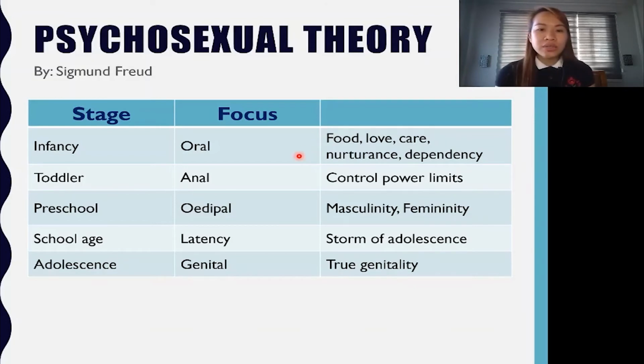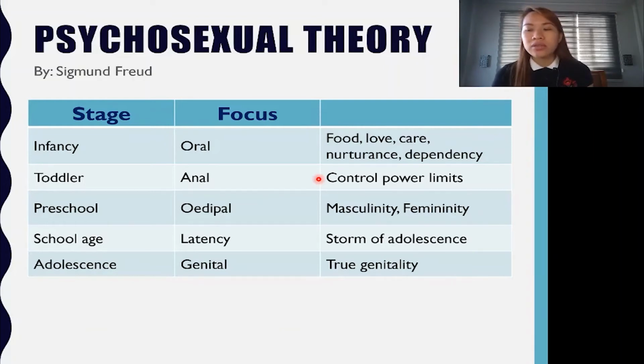Okay? Toddlerhood, the focus is anal. Ito naman, it is correlated with controlling of power limits. For example, when you toilet train the child or the toddler, if you were too strict, chances are, paglaki nila, they will be very controlling. Kapag naman, hindi mo sila tinoilet train, no toilet training was done, then pagkalaki nila, wala rin silang power limits.